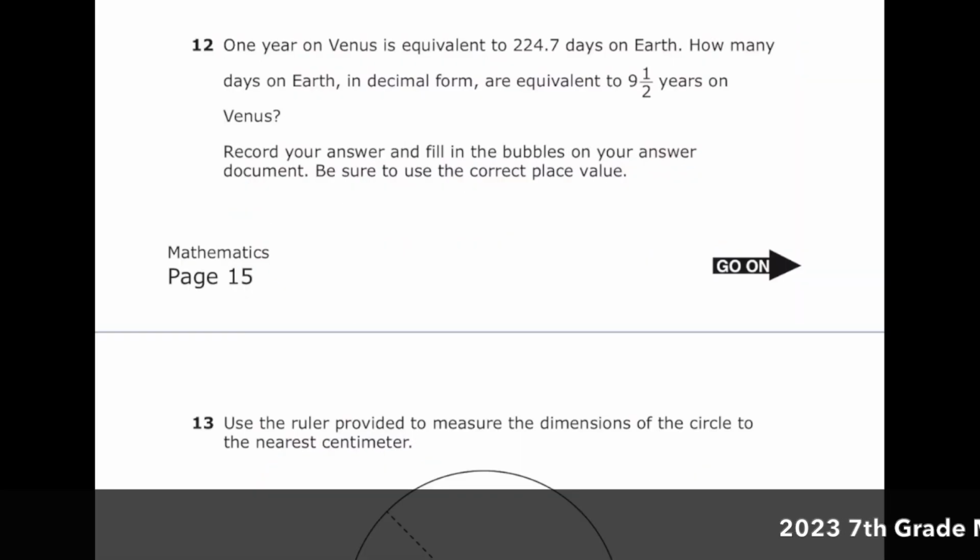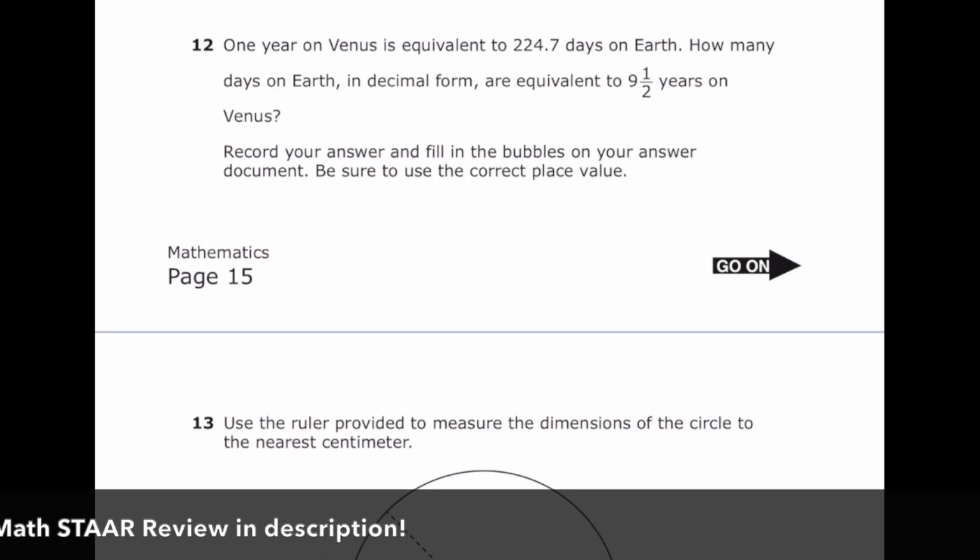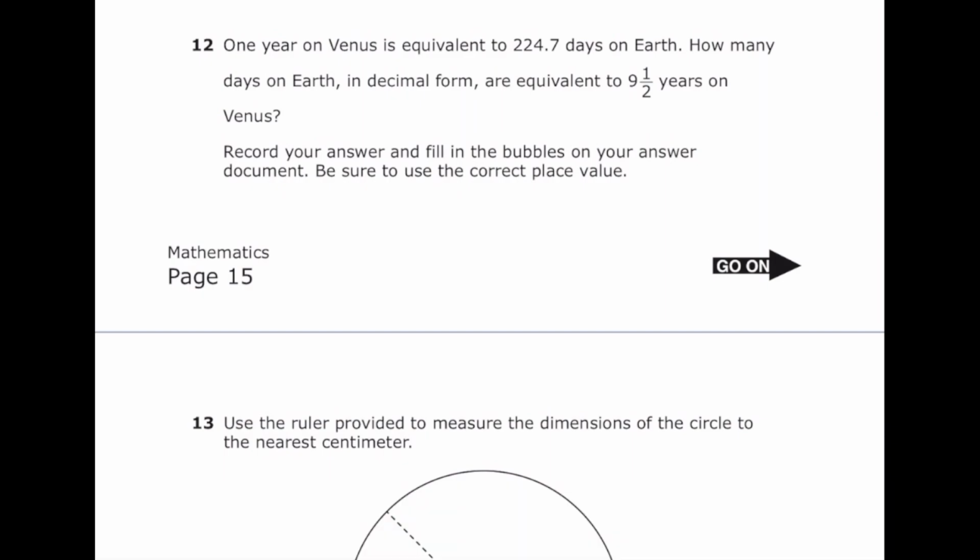This is number 12 from the 2022 7th grade math STAAR test. 1 year on Venus is equivalent to 224.7 days on Earth. How many days on Earth in decimal form are equivalent to 9.5 years on Venus?